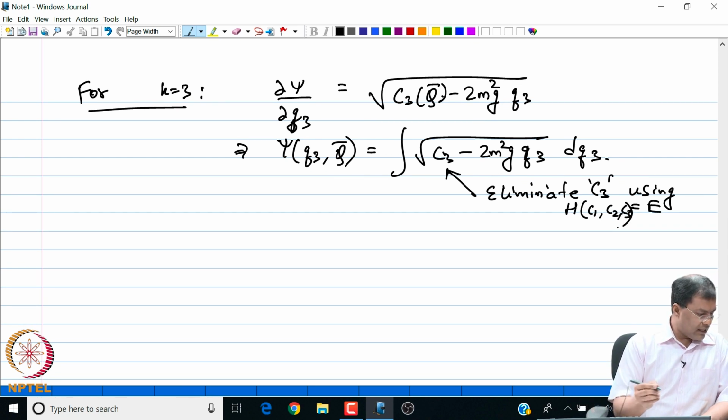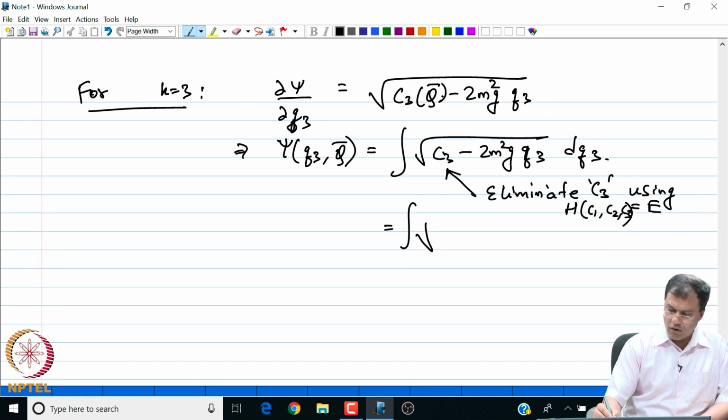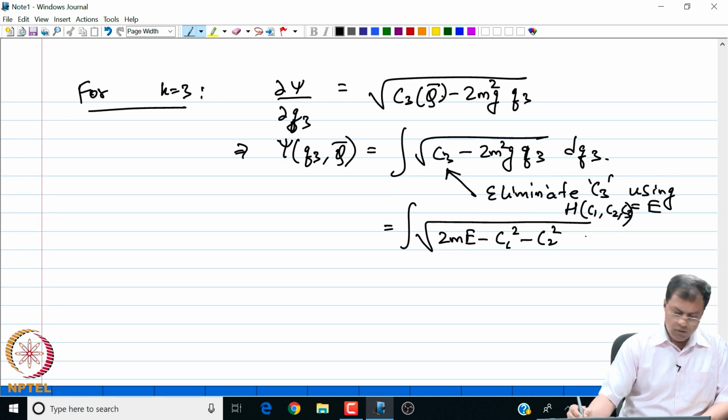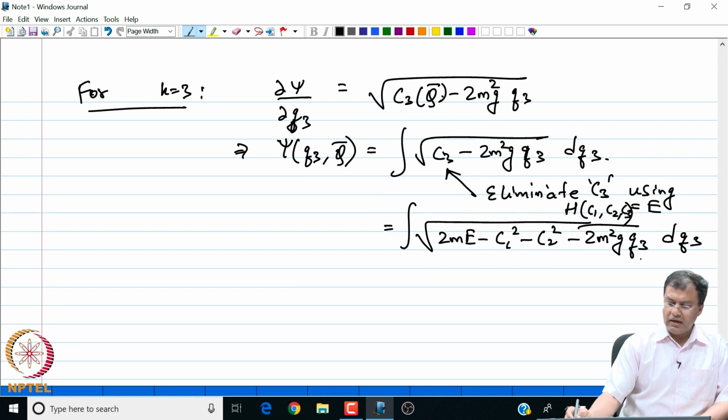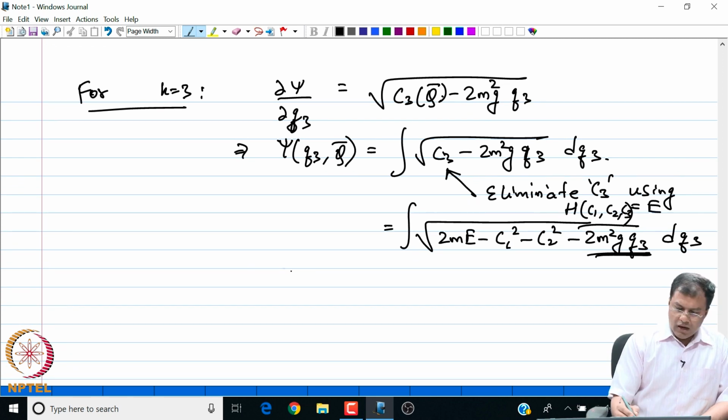From here I get that psi 3 is the integral of the following quantity: the square root of 2mE minus C1 square minus C2 square, these are all functions of capital Q, minus 2m square g Q3, and then we integrate with respect to Q3. Now see that this integration is with respect to Q3, where Q3 appears only in one place. So this is almost similar, but we have eliminated one constant. Okay, so I am going to write down the answer.